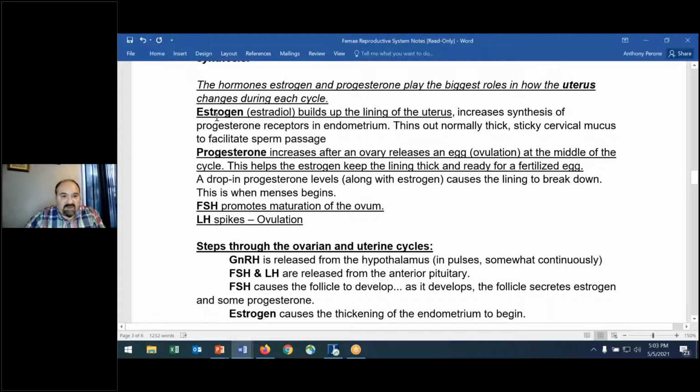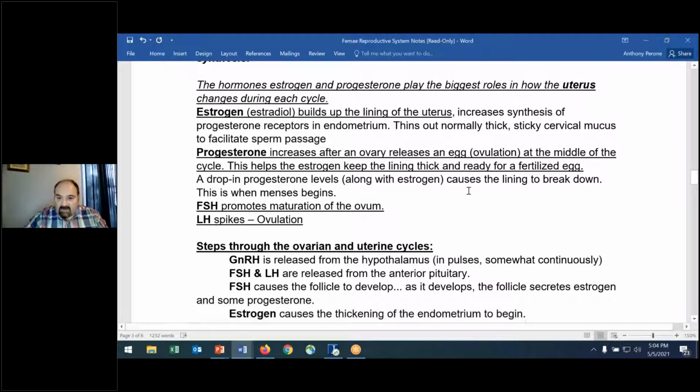Okay, so you'll see here that estrogen, estradiol being another term for the types of estrogens, builds up the lining of the uterus, increases the synthesis of progesterone receptors in the endometrium, and thins out the normally thick, and this is important, sticky cervical mucus. This thick, sticky cervical mucus will thin and allow for the passage of the sperm if they are present post-coitus, right? Progesterone increases after an ovary releases an egg, and this also contributes to the thickening of the functional layer of the endometrium.